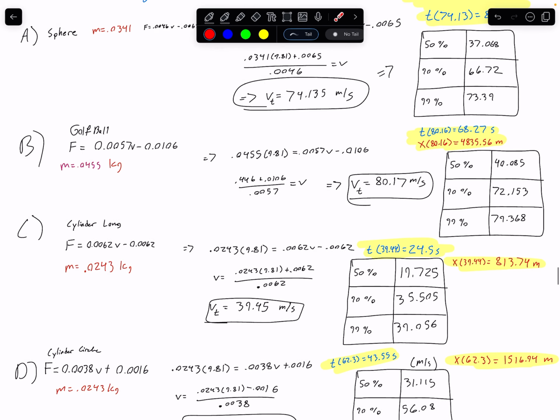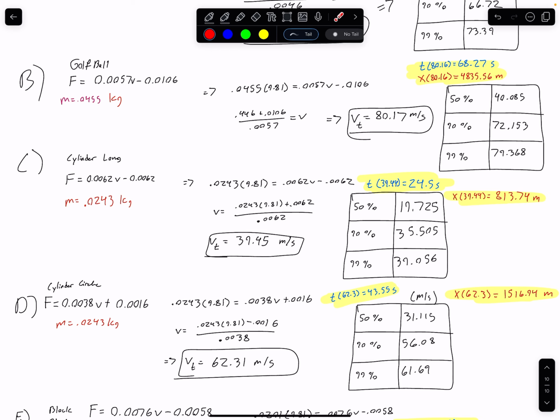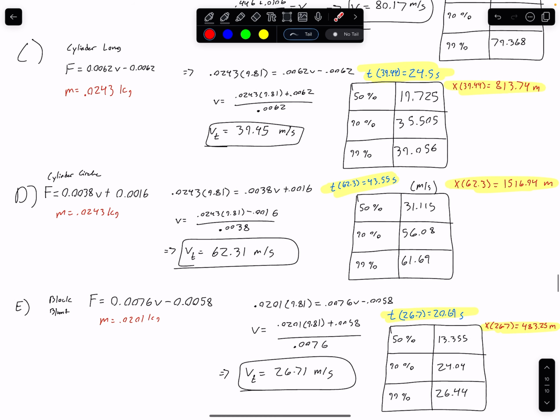40,835.56 meters. For the cylinder in the long form, this is also assuming that it falls perfectly in that direction. That should be an important note, and doesn't rotate or flop around in the air. It took 24.5 seconds and 813.74 meters. And for part D, or the cylinder in the circle, so falling long ways, it took 43.55 seconds.